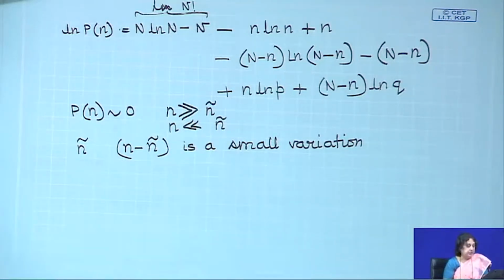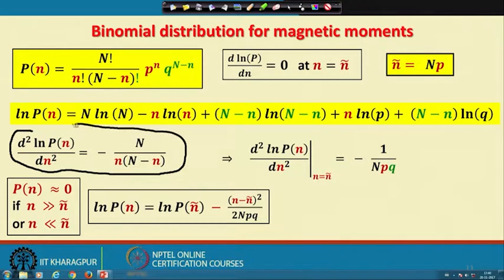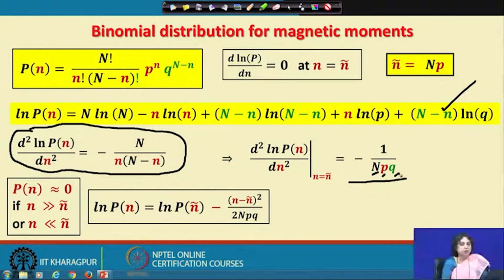Let us now see what is the further consequence of having a binomial distribution for a very large number of magnetic moments. Now, let us have a look at the second derivative of ln P n. This second derivative can be evaluated very easily from this algebraic expression. If I evaluate it at the location of the maximum, what I find is that it depends on capital N, and on small p and small q.